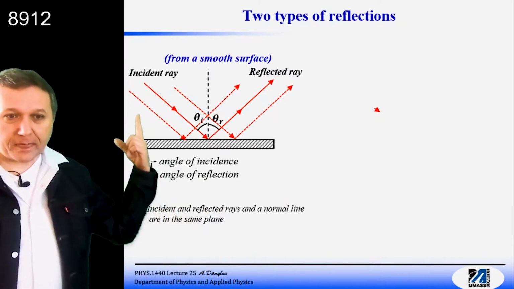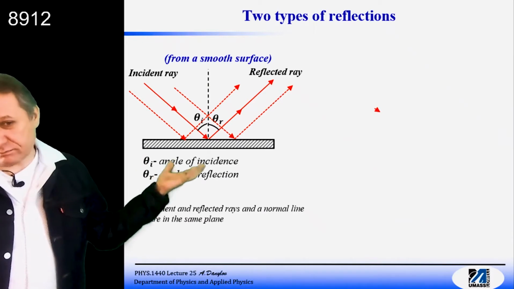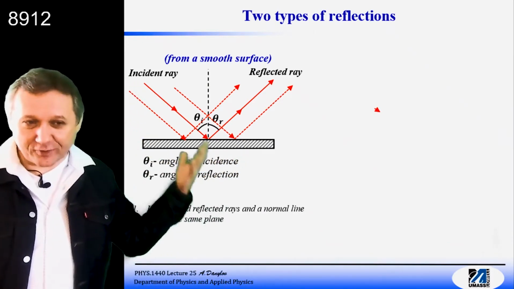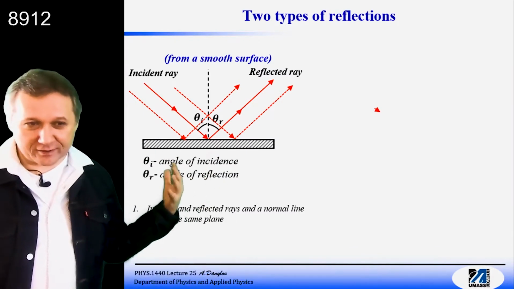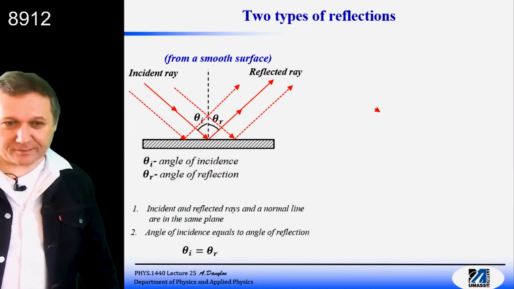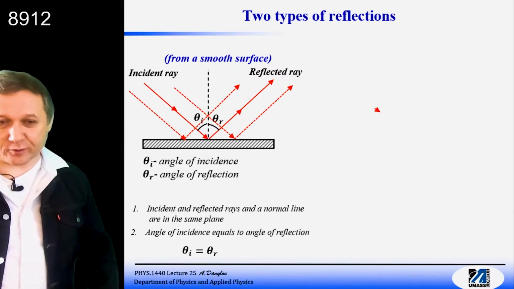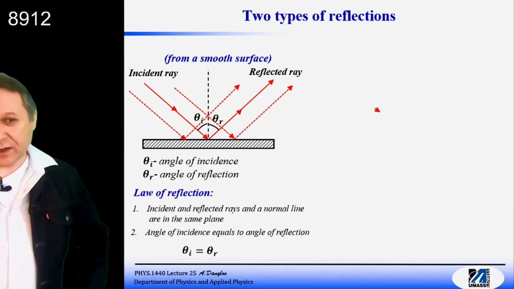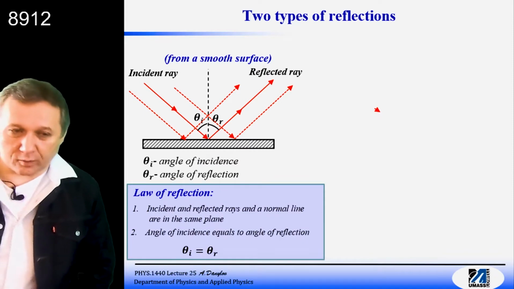And the second part, everyone in the world knows: angle of incidence equals the angle of reflection, right? So theta I equals theta R. So these two statements are called the law of reflection.